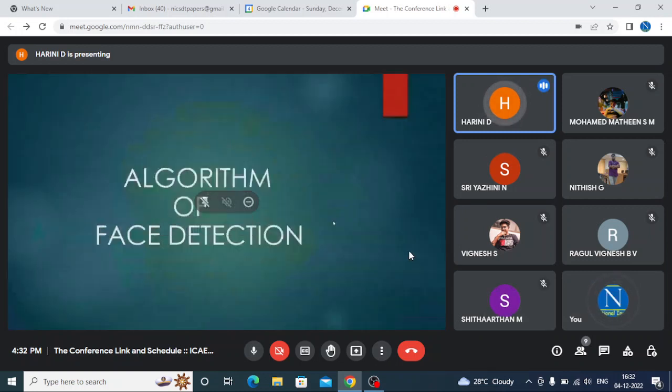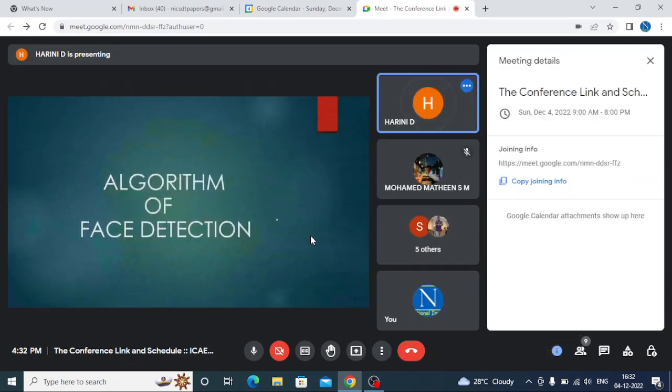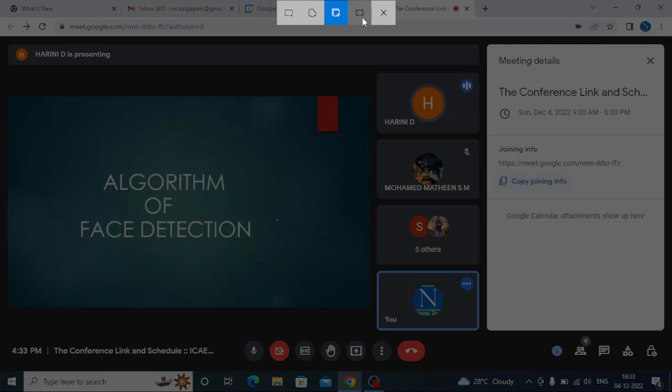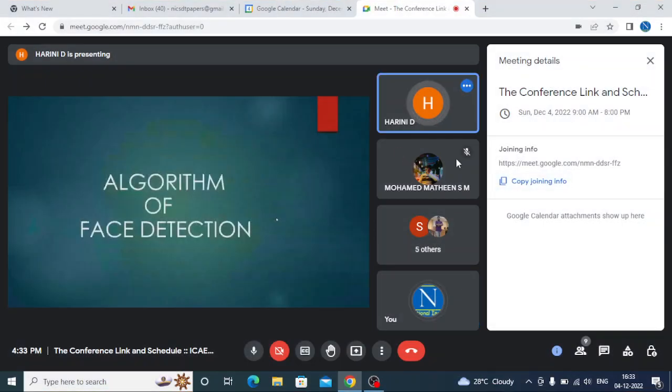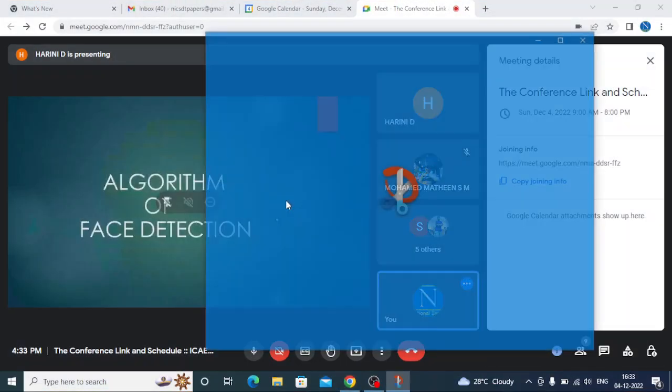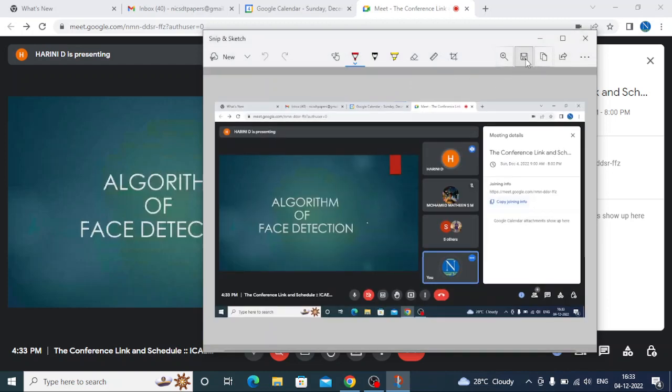So the algorithm for face detection is we use OpenCV. It is a library function mainly aimed at computer vision. By using that, we can process images and videos to identify objects and faces. Features. And OpenCV was chosen because most applications need computational efficiency.